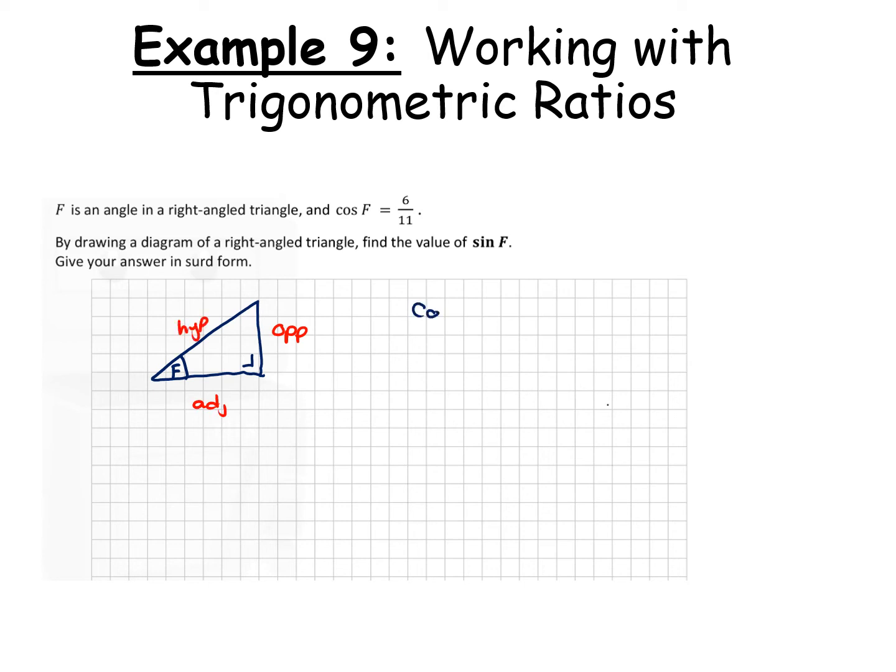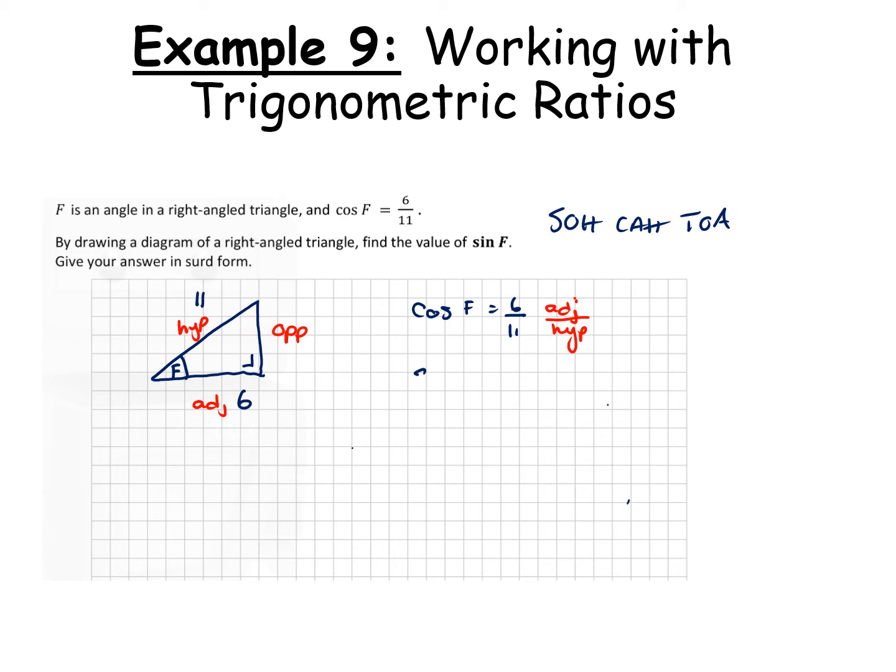They've told us that the cos of f equals 6 over 11. So going back to our SOHCAHTOA, or whatever you use to remember your ratios, we know that cos is given as adjacent over hypotenuse. So that means they've actually given us the length of two sides. Now, we know that that might not necessarily give us the correct length, but it will give us the ratios in which the sides compare. So we're able to work on this triangle and say, well, this side is 6 and the hypotenuse is 11. So by drawing a diagram of the right angle triangle, find the value of sine of f.